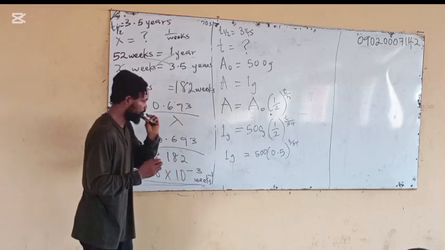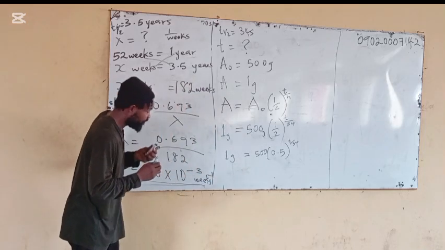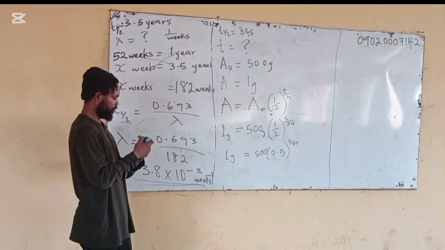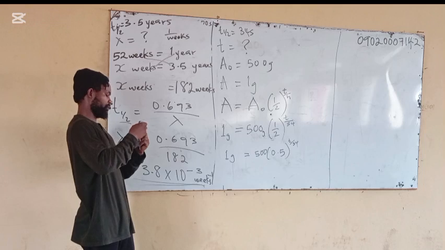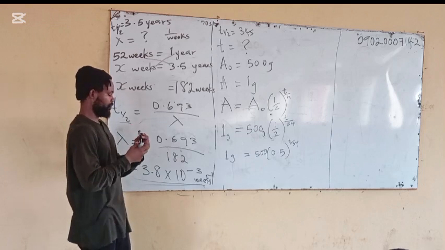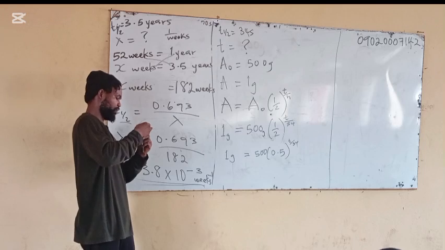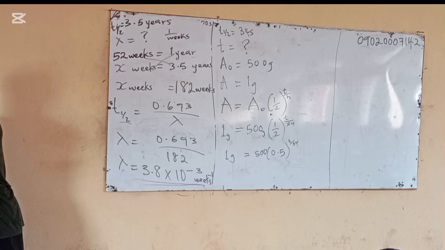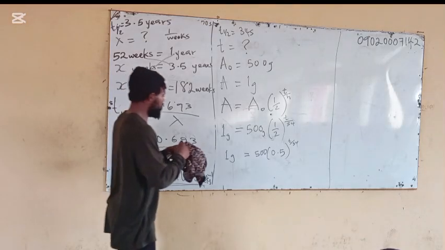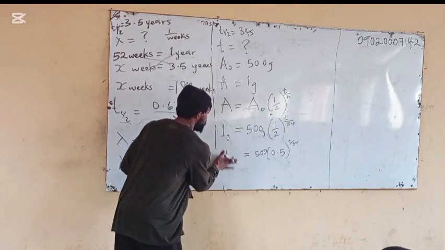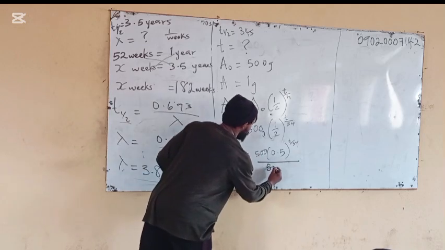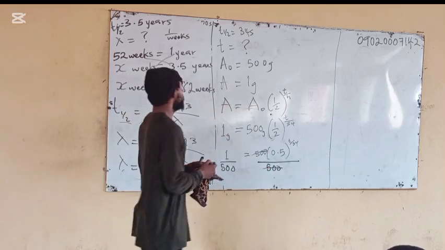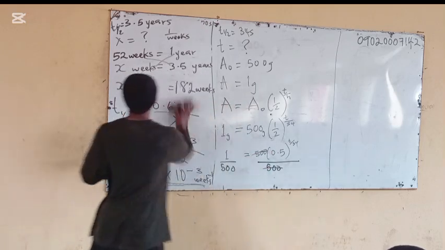So divide both sides by 500. Very important to be remembering all these things I'm saying. So divided by 500. Now if I divide by 500, you notice that this one will cancel out this. So yes, I can do this.